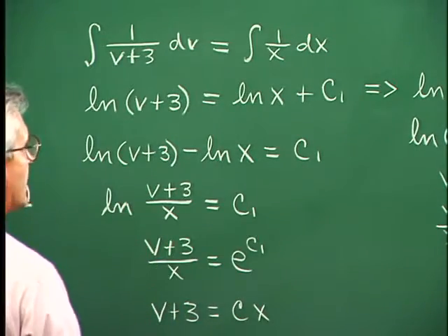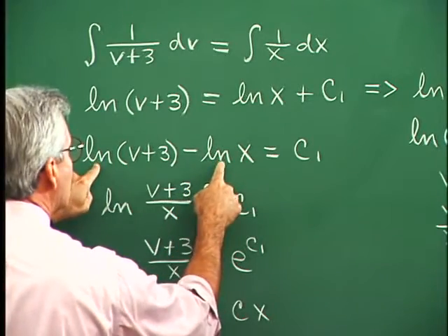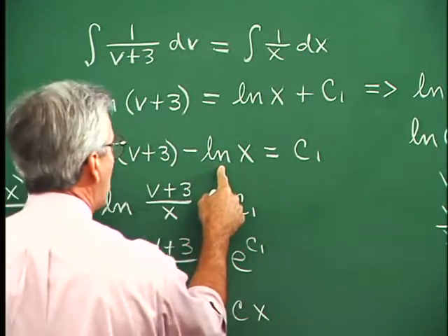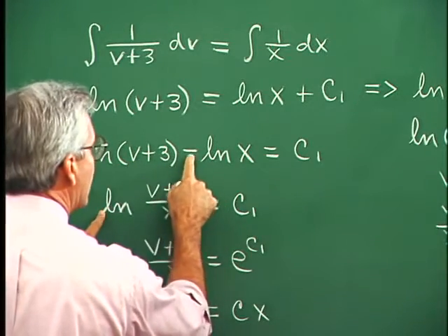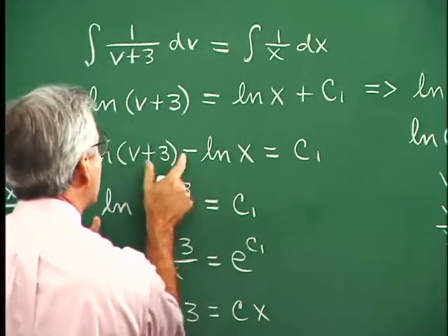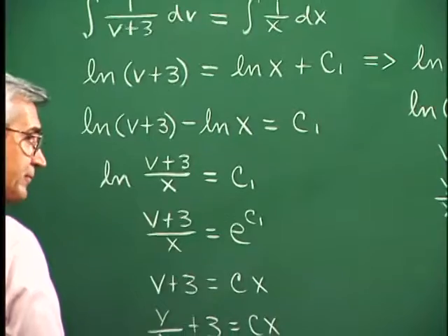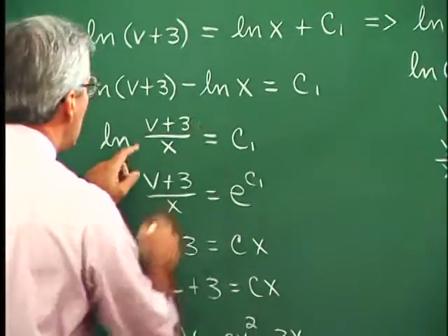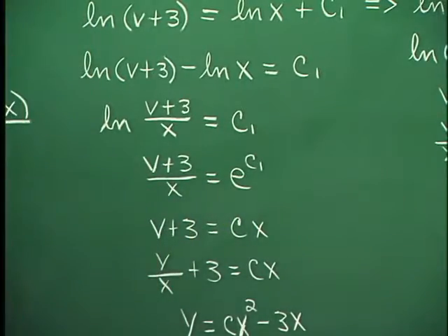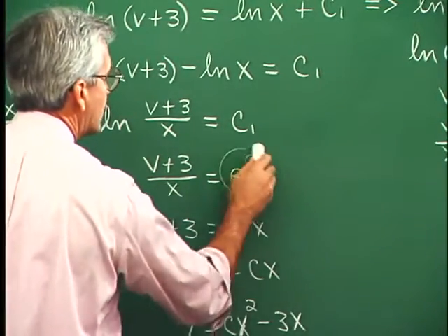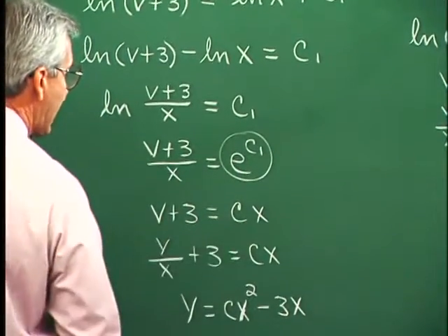Well, the other way to proceed is to subtract ln x on both sides, and now we can consolidate these two as the natural log of one entity. So it's the natural log of v plus 3, and the minus means divide, so it's v plus 3 divided by x is what we have on the left. And now we go into the exponential form, and this is equal to e to the c sub 1. And e to the c sub 1, that's c. And multiplying on both sides, we have v plus 3 equals cx.